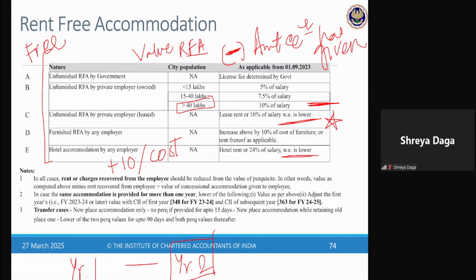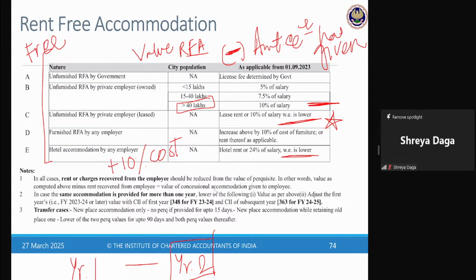So you will first find out the value of the property like you calculated above, based on these rules, whether it is employer-owned, furnished, unfurnished, hotel, whatever. However they have given you the rules, you first calculate the value. Then you need to make some inflationary adjustments. If you continue to use the same property till the second year, how can you pay tax on the same value in the second year when the entire world is facing inflation? Understood? That's what they thought.